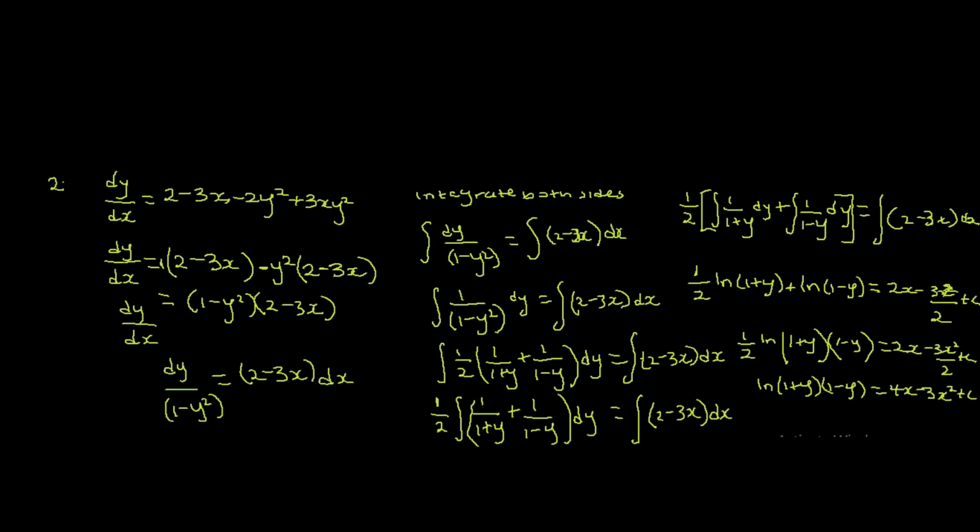Now we take exponents of both sides. Why are we taking exponents of both sides? We need to eliminate this ln. So take exponents of both sides, we'll have our answer to be (1 plus y)(1 minus y), exponential will cancel the ln, and here we have exponential 4x minus 3x squared plus c. Ouch, my space is exhausted, so I'll just move up here. Let me do it somewhere here.